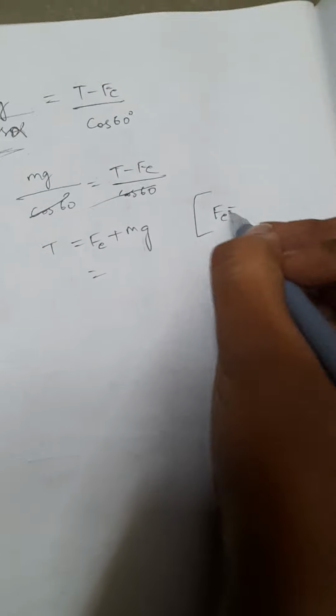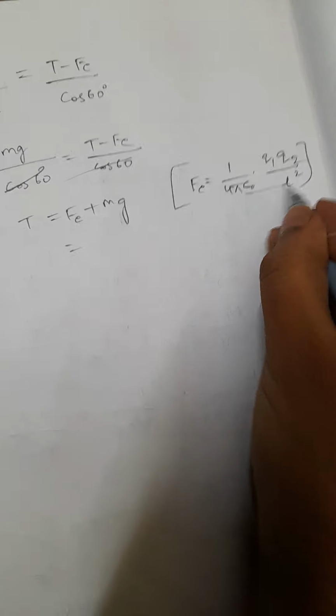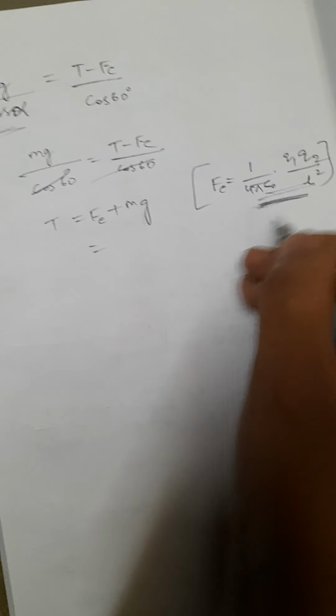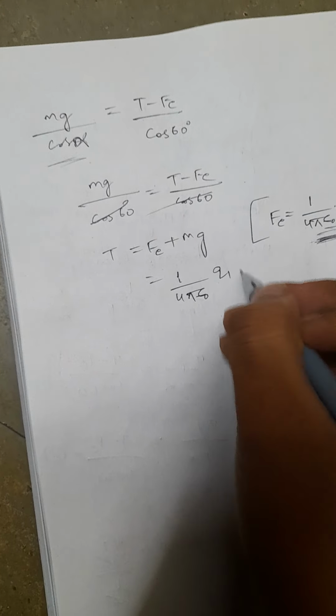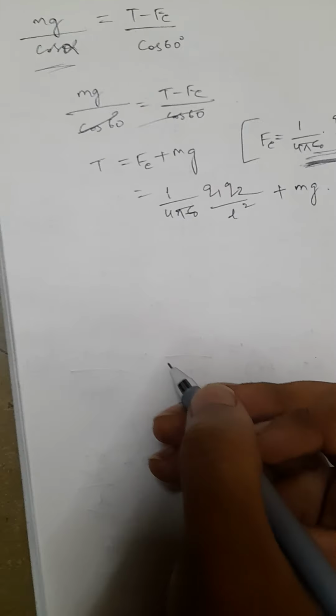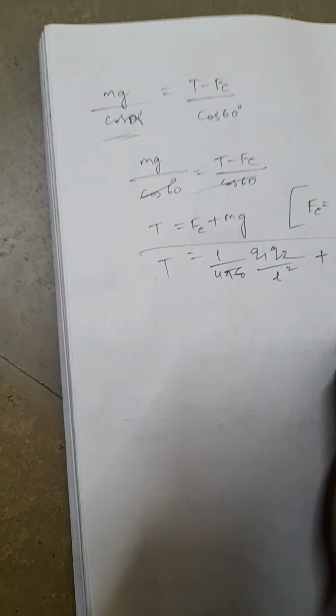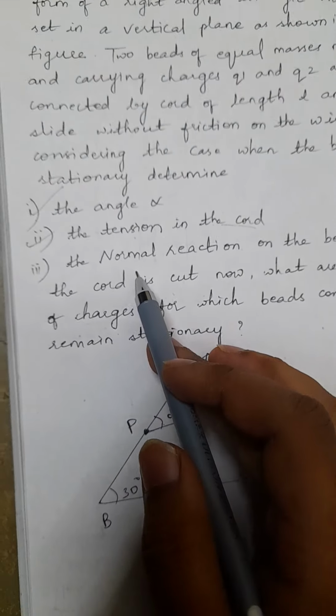So what is the value of fe? Fe is nothing but electrostatic force, which is 1 by 4 pi epsilon naught, as the charges are q1 and q2, and the distance between them is L. So this will be the formula for fe. So we can substitute it here: 1 by 4 pi epsilon naught q1 q2 by L square plus mg. So this is the value of tension which we have found, which is the second part of the question, the tension in the cord.